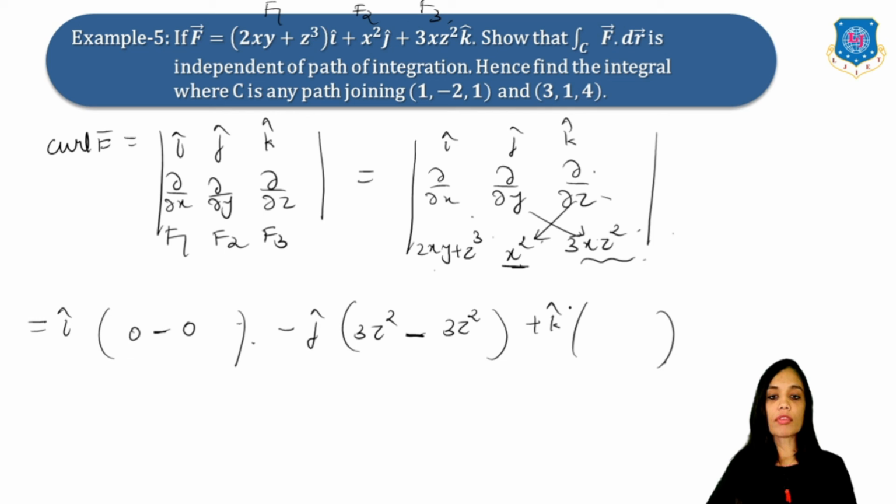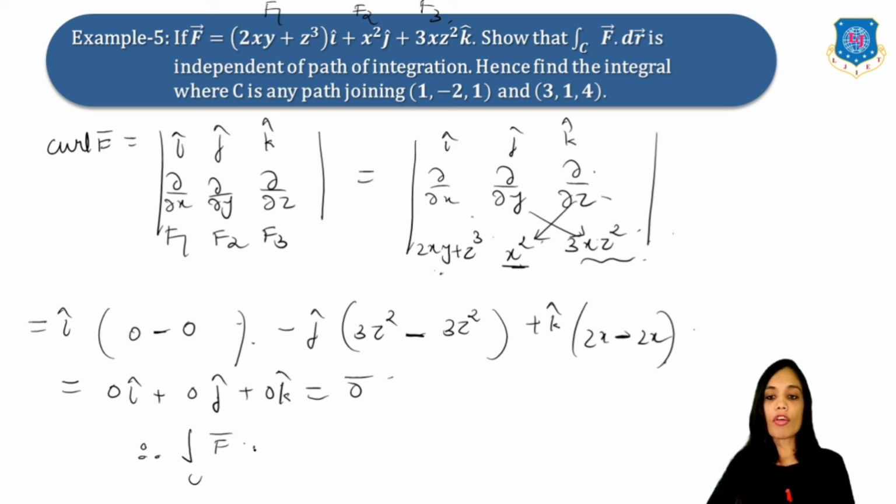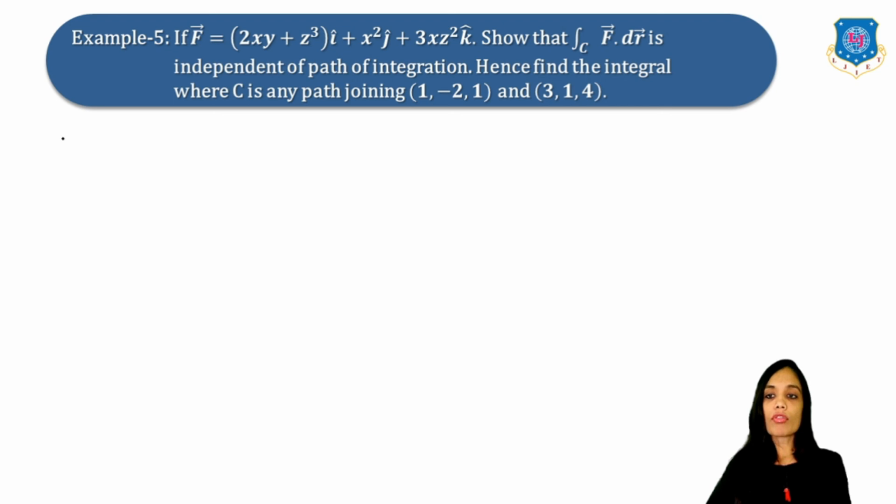Plus k cap. Solve this with respect to x, so 2x minus, solve this with respect to y, so it will be again 2x. So the answer is 0 i cap plus 0 j cap plus 0 k cap, so 0 bar. Therefore, the line integral over C of f bar dot dr bar is path independent, right? So now we have to find the scalar potential phi. What we know is that if it is path independent, then f bar is conservative.